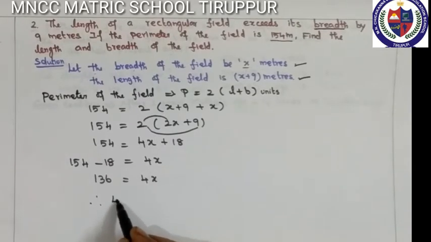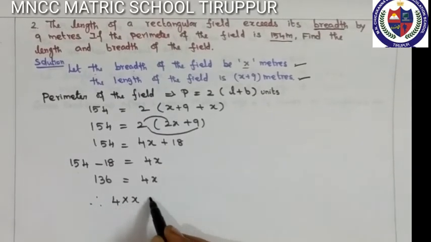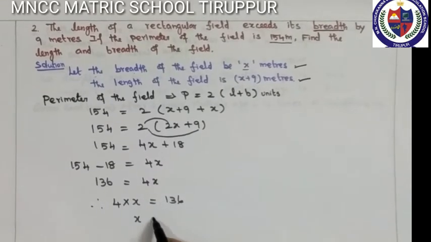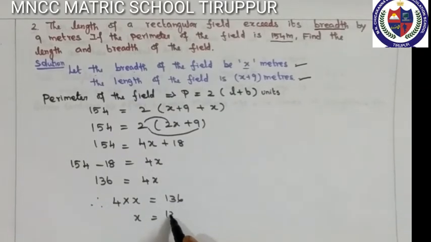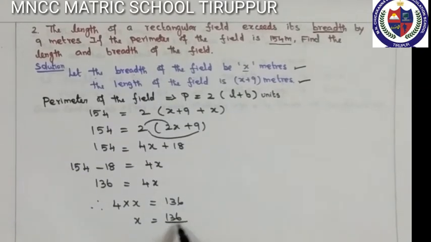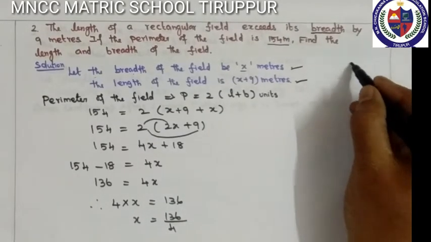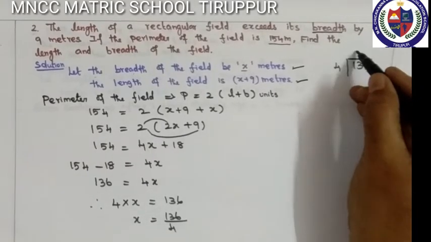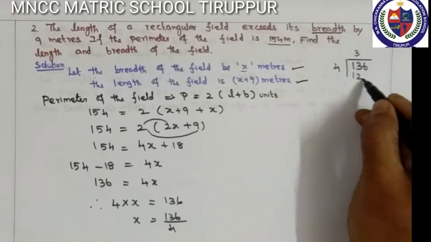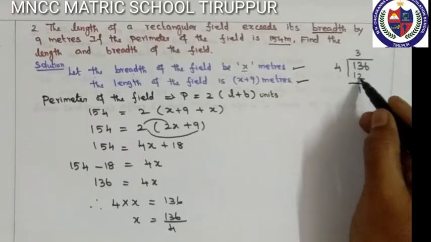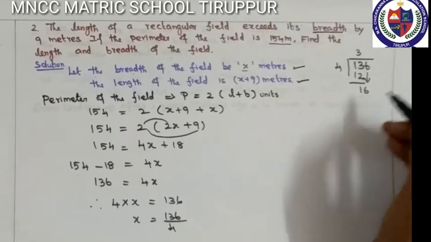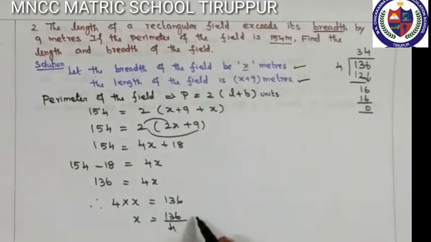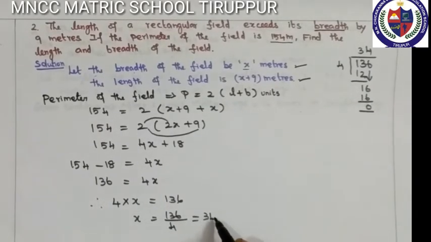4x means 4 times x. So 4 into x equals 136. Multiplier 4 goes to the opposite side as divide. 136 divided by 4. See the rough work. 136 divided by 4. 4 table: 3 fours are 12. Balance 13 minus 12 is 1. Next number 6, 16. 4 fours are 16. Now x answer is 34.